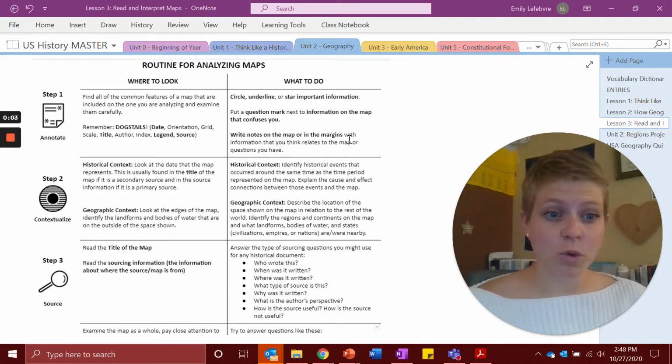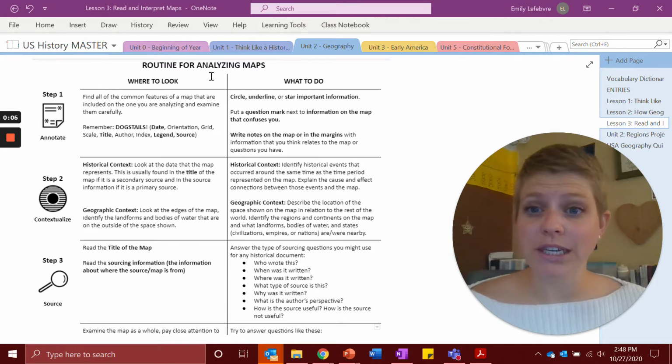Alright guys, let's work through this together. This is your routine for analyzing maps. Step 1, annotate. Where to look.